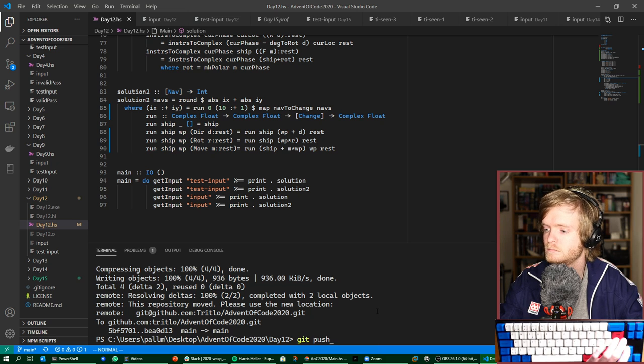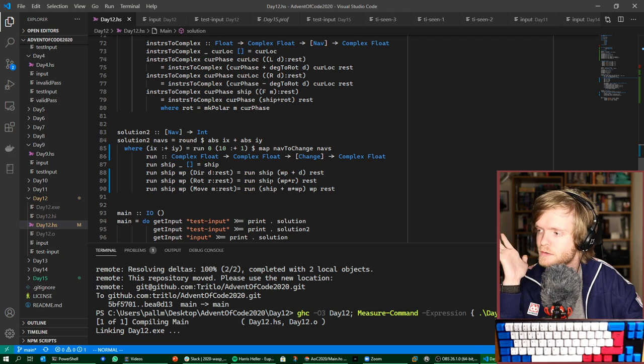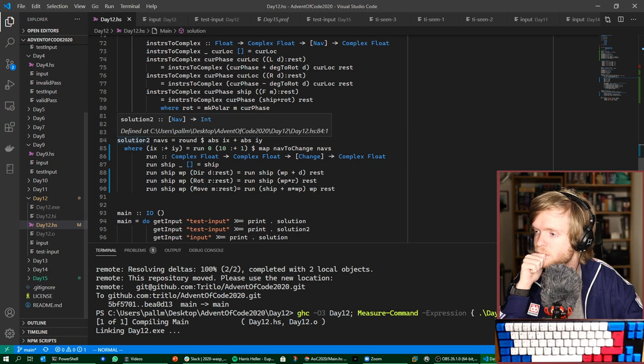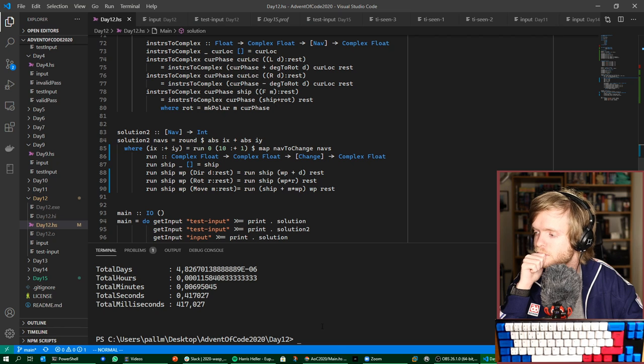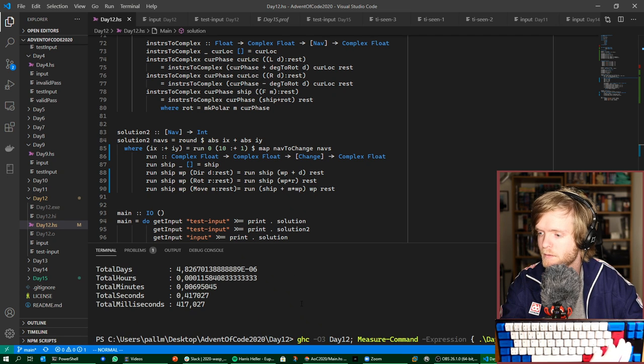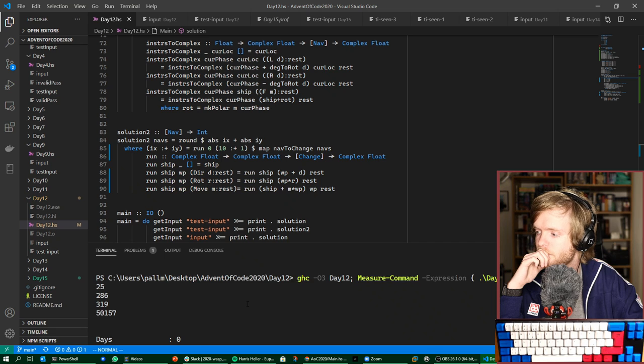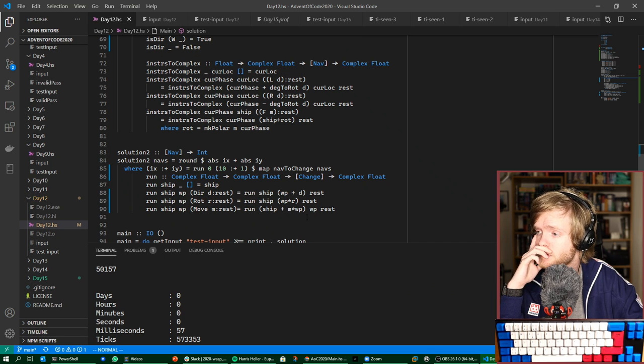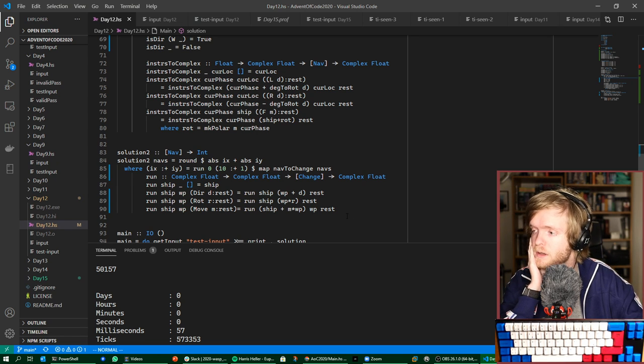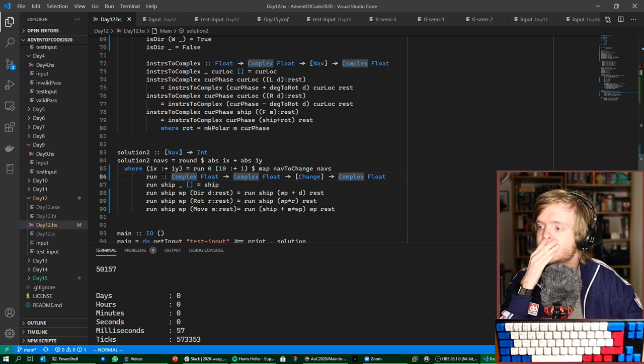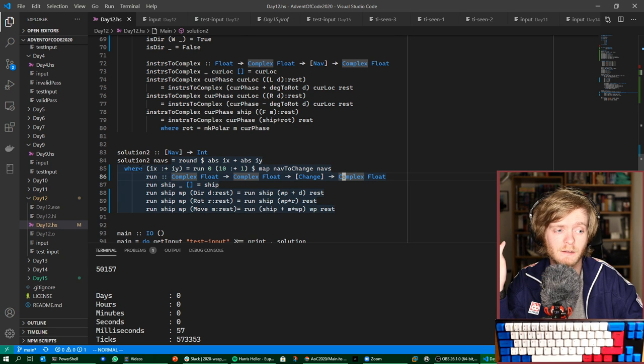Let's run it again. Now solution two is super short, and runs quite fast, and it just works out. I think we could rewrite this as a fold somehow by encapsulating the state in a pair, and then fold over the pair. But this is just fine. I think it's quite fine.